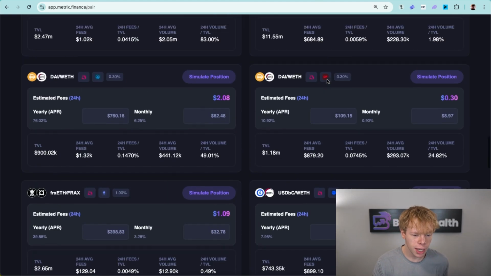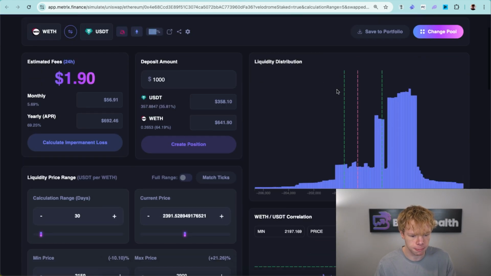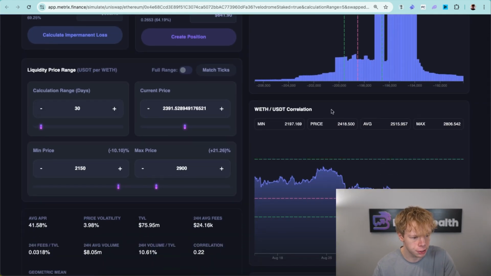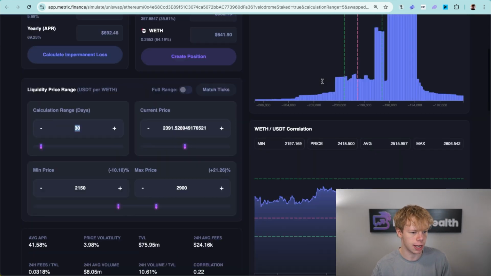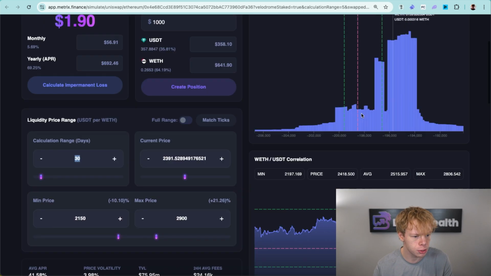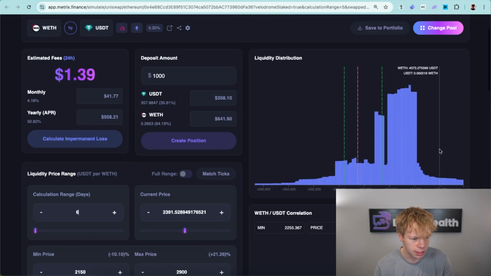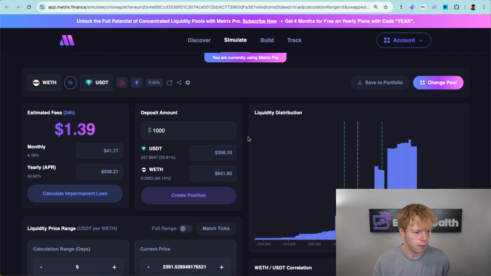Now, there are quite literally endless opportunities for Ethereum paired with a stablecoin, but I'm going to choose Ethereum to USDT and the 0.3% fee tier. The next thing I'm going to do is look at my analysis again. I zoomed out to a 30-day calculation range. I'm going to look at the volume history and say, okay, it looks like it's more consistent since September 7th. So let's use a 6-day calculation range. And just like that, that factors in the consistent data, and we're actually showcasing roughly a 50% APR.